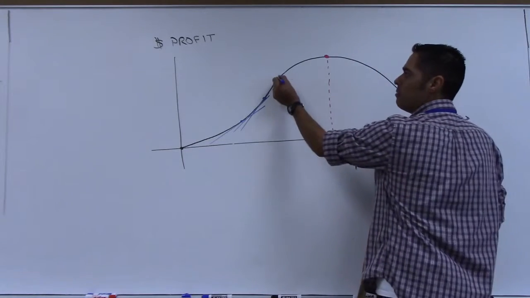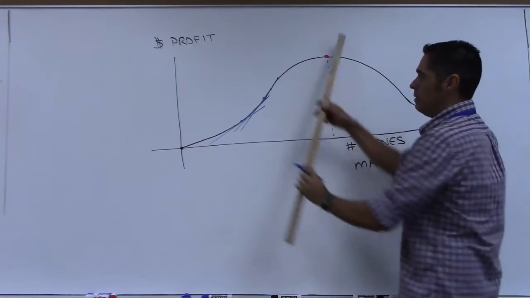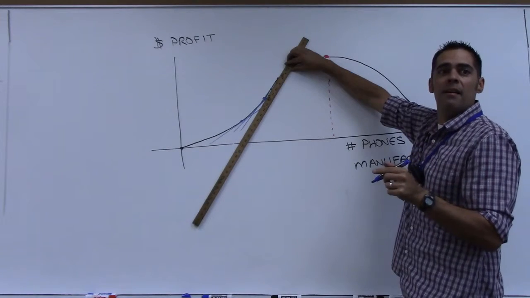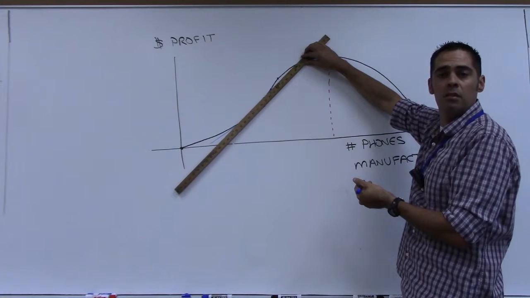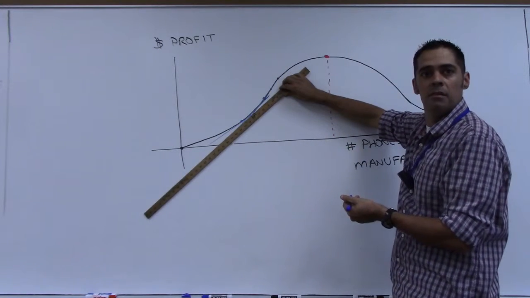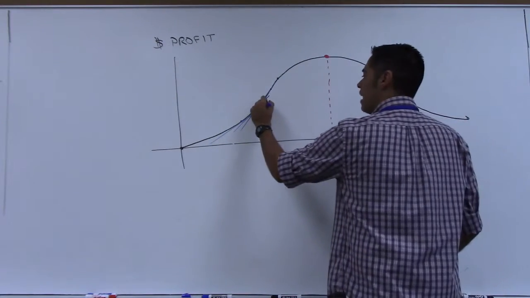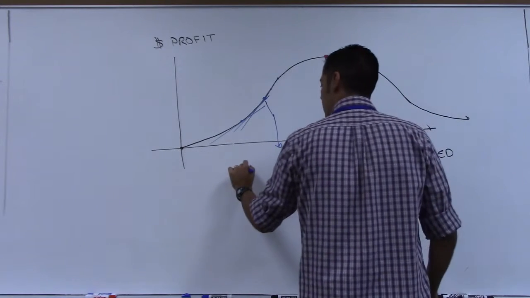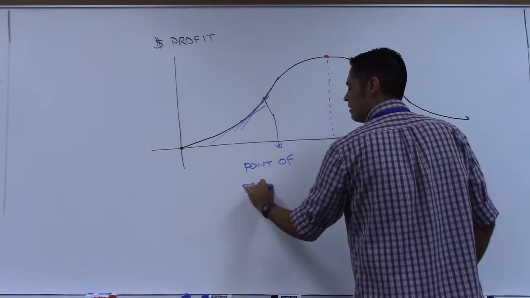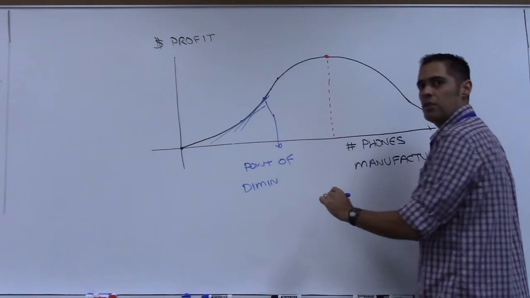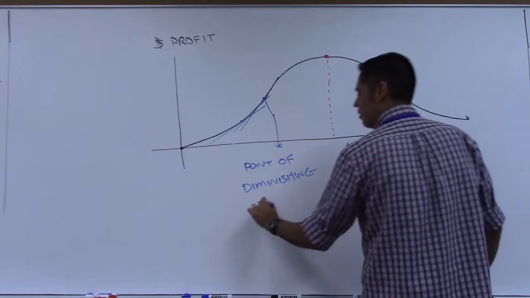What happens when I get out here, or on the other side of this inflection point? Am I still making money? Yes? But it's slowed down. See, because my slope, the rate at which I'm making profit, is actually slower than it was back here. Even though I'm still making more money, it's not coming in as fast. And so this inflection point is called in business, anyone know what it's called? The point of diminishing returns.